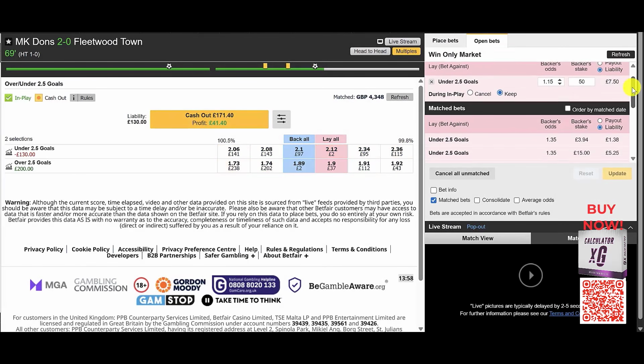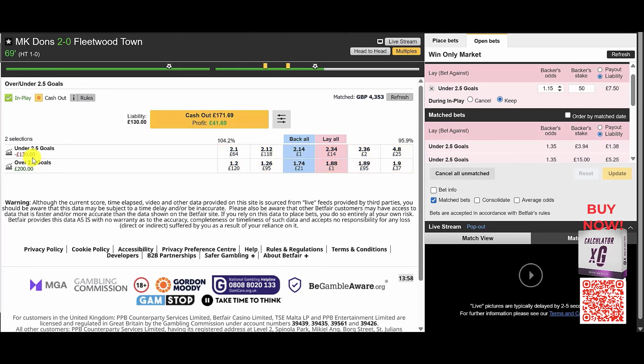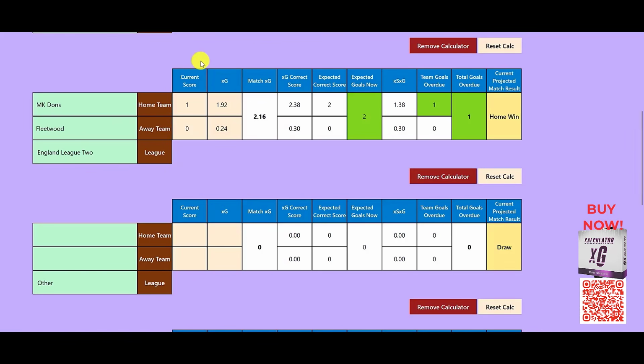We've got almost all our lay orders matched also. So we're in this position on the goal markets. Now let's see what the data says here. So I've updated the XG. We've now got to update the correct score. It's now 2-0 to MK Dons. And obviously we were expecting that.